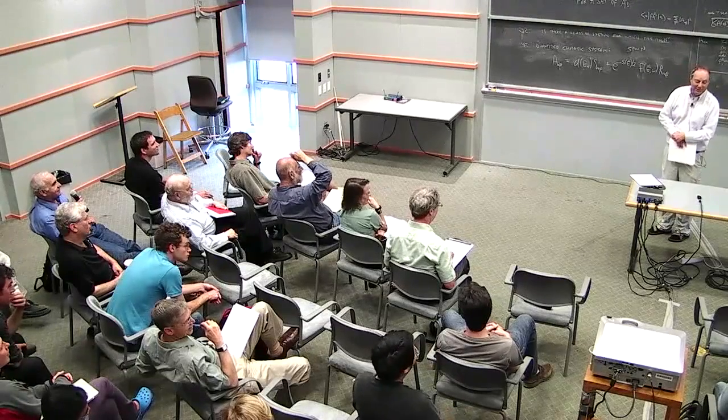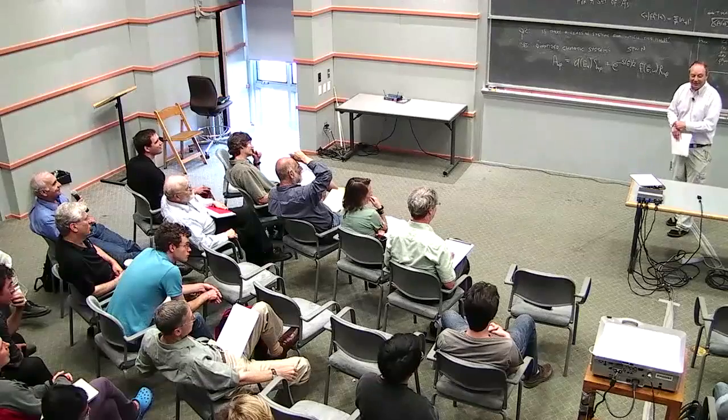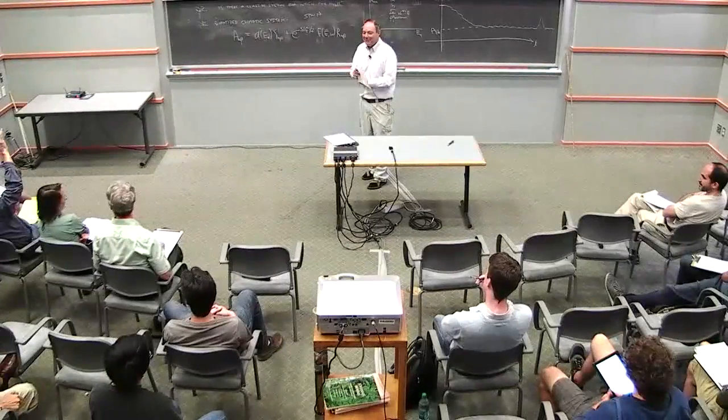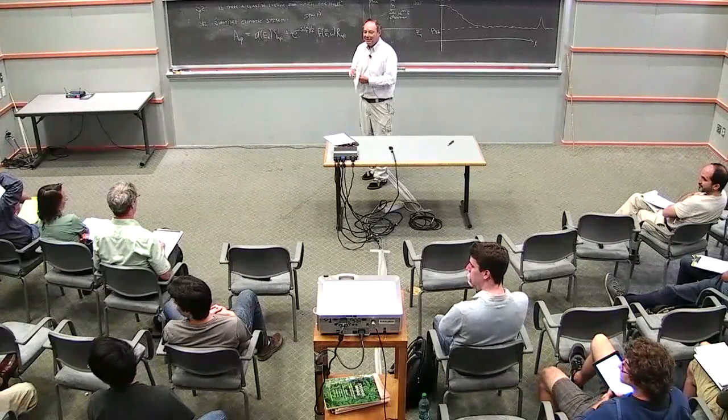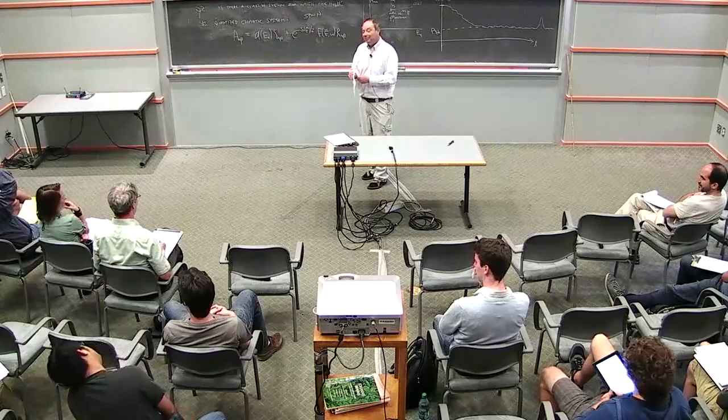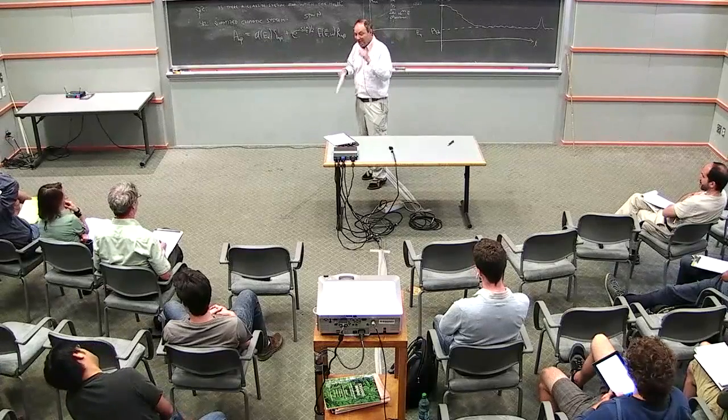Well, N equals 4 super Yang-Mills has all kinds of conserved quantities. Yeah. I do not know. I wish I knew.